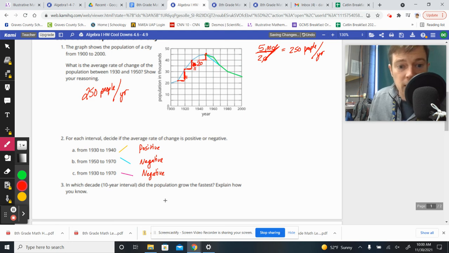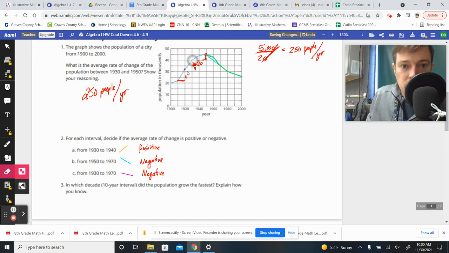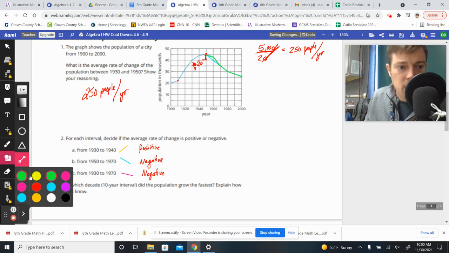In which decade did the population grow the fastest? I would say it looks like a tie between 1910, the teens, and the 20s, is what I would say. And I don't know if there's a definitive right answer to that, because if you look at them individually, it doesn't look like that line changes direction.